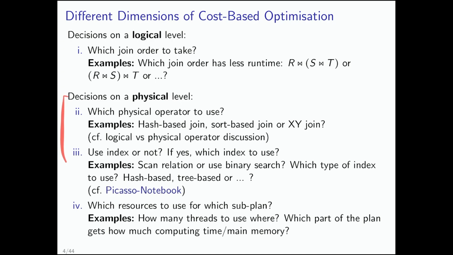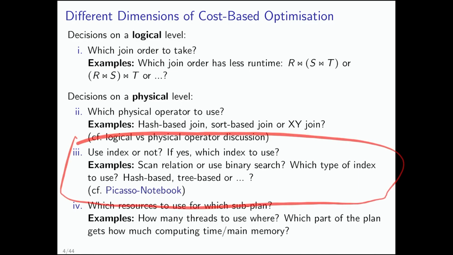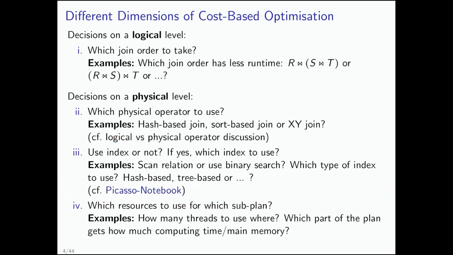Okay, so the optimizer has to make a decision, and we looked at that a little bit last time. So use an index or don't use an index. Should I scan the relation? Should I use binary search? Should I use a hash table? Should I use a tree like the B-tree we learned about last week? And so forth and so forth. So actually we have a notebook on that. I will show that to you in a moment.